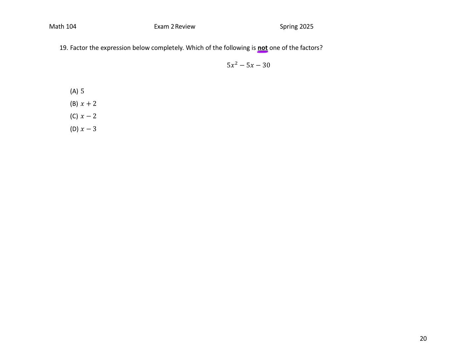So I'm going to start by pulling out a 5 because 5 goes into all three of these coefficients. So when I pull out that 5, I'm left with x squared minus x minus 6. And then that's a trinomial that can be factored a little bit more.